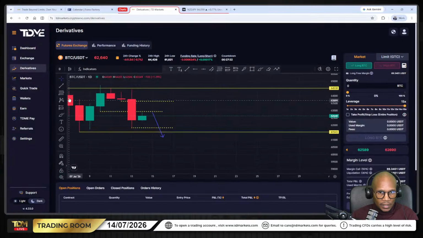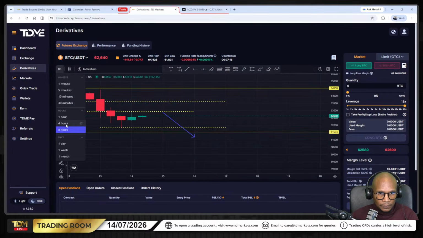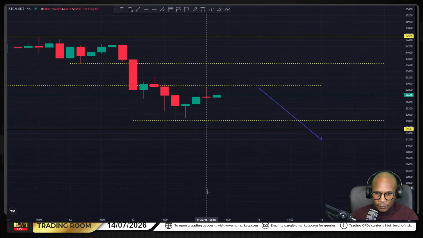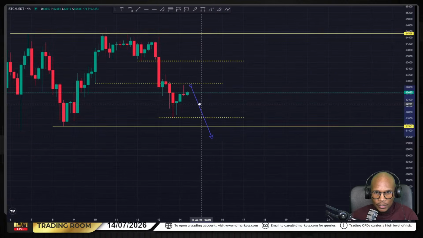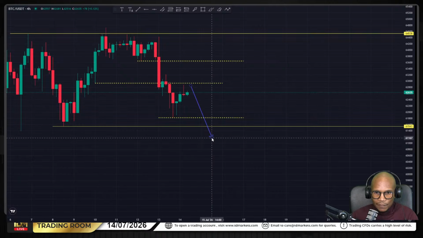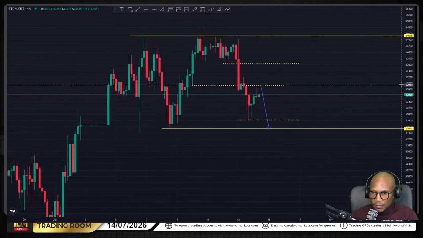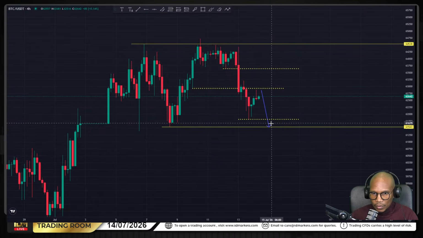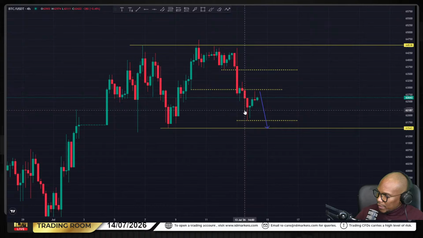Let's have a look at how the 4 hour is looking. Yeah, the 4 hour is just setting up for a continuation. Just a short move back down to this low. All right. So that's how BTC is looking.